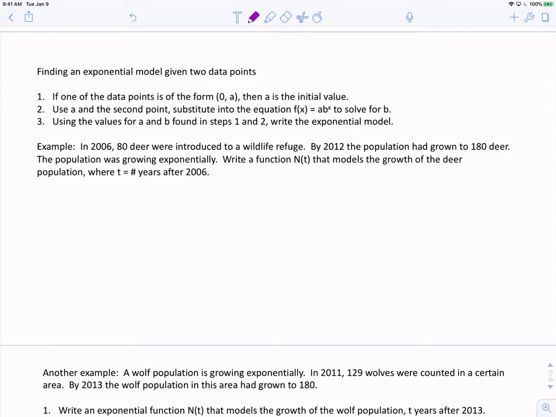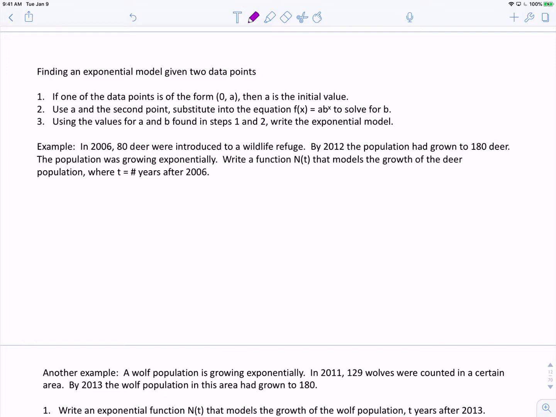So this is in general what we'll do. If one of the data points is of the form (0, a), then we'll use a as an initial value. And then using a and the second point, we'll substitute to solve for our growth rate, b. And then once we have our values for a and b, we can write our exponential model and use it to answer questions. So here's an example.